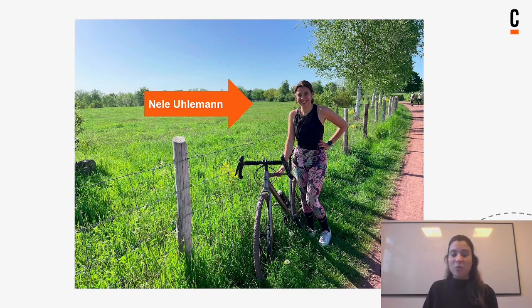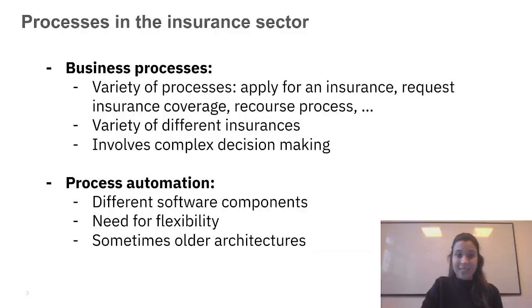Let's have a quick overview of what processes mean in insurance companies. On the business side, we can imagine that in an insurance company we have a variety of processes. For example, we have customers that apply for an insurance. We maybe have customers that request insurance coverage. Also, if we are the insurance company, we want to make sure that we have a process for recourse in place if that is needed. Also, we don't offer just one insurance, but we might have different types of insurances. So we have a variety of them, meaning maybe we have a car insurance, an animal insurance, a building insurance, all sorts of things.